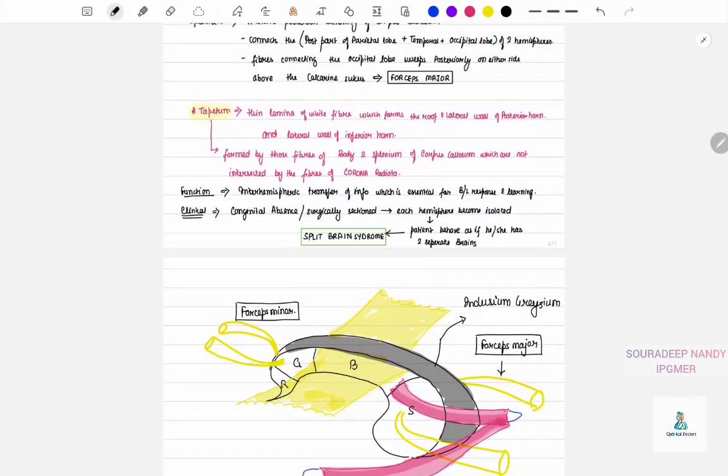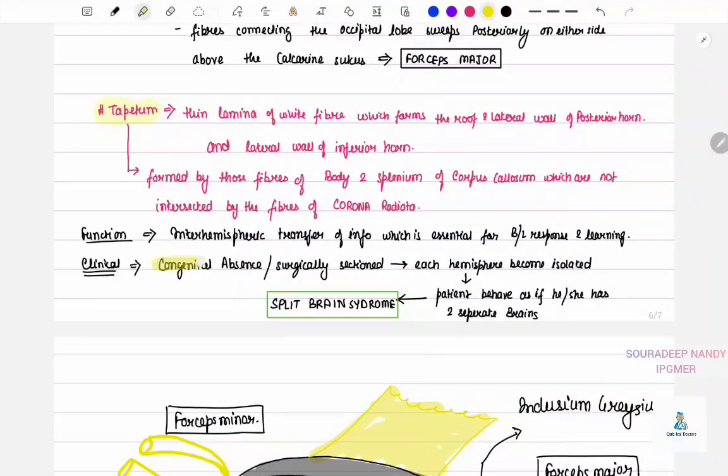Some clinical points regarding the corpus callosum are that congenital absence or surgical sectioning of the corpus callosum will lead to each hemisphere becoming isolated. So it behaves as if the person is having two separate brains. This is known as split brain syndrome.